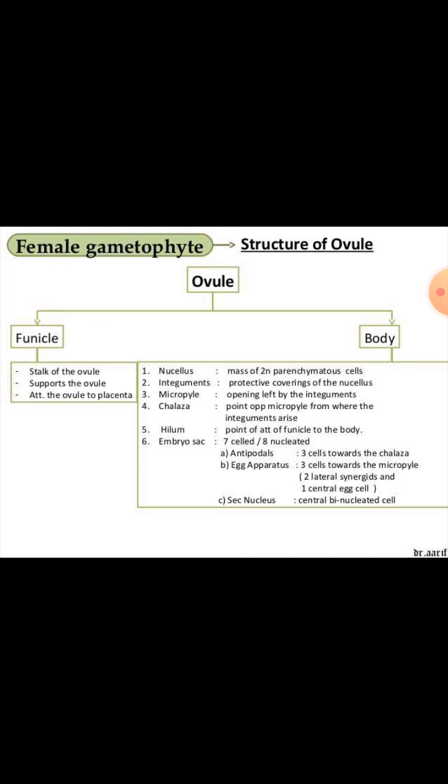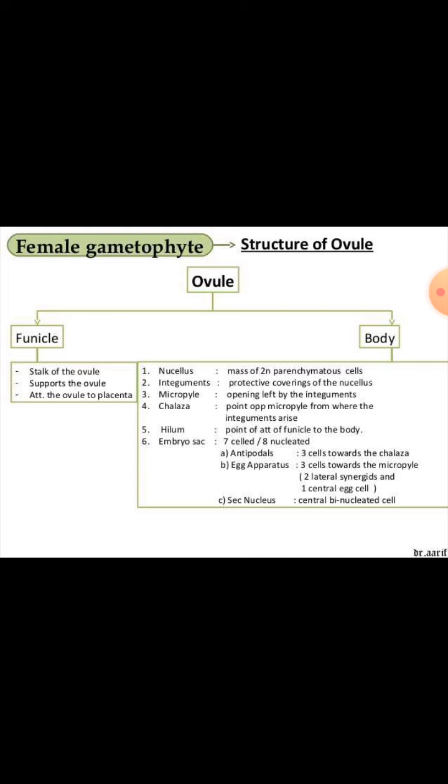The micropyle is the minute opening in the layer of the integument. The chalaza is the point opposite to the micropyle, from where the integument arises. The hilum is the junction where the body of the ovule meets the funicle.